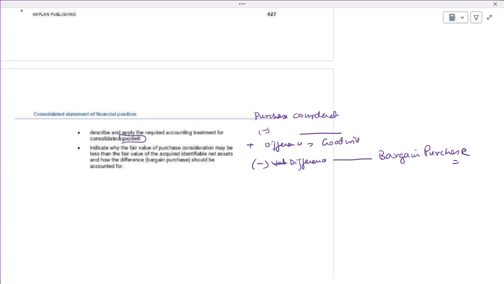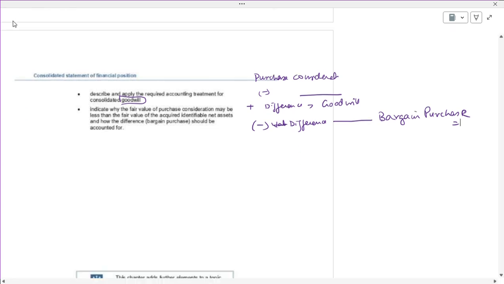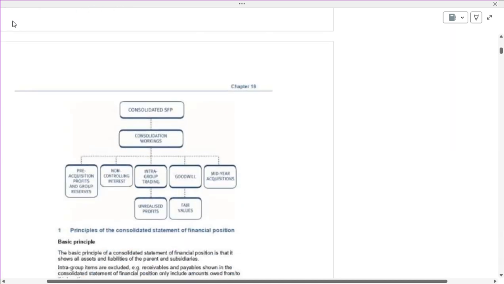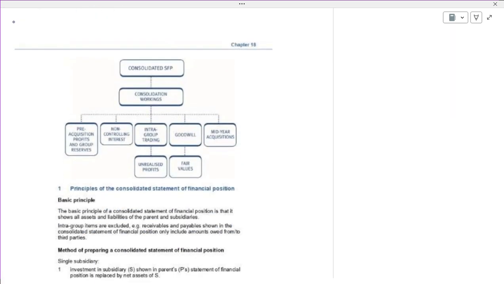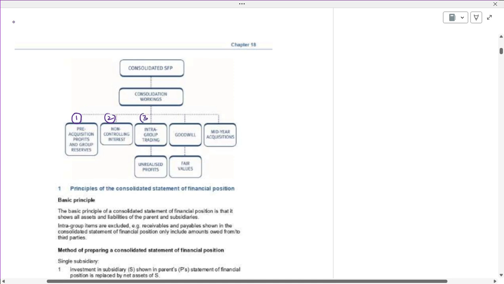Are you clear about this? Now, coming back to this, this is what we are doing. We are having various things. What are the workings? We have pre-acquisition and post-acquisition, and we have NCI. These are the workings. Any intergroup tradings we will do. We will calculate the goodwill. Any mid-year acquisitions? Usually at this stage they will not ask.